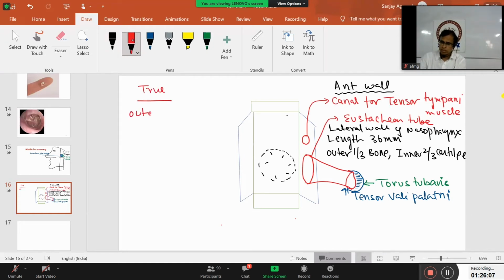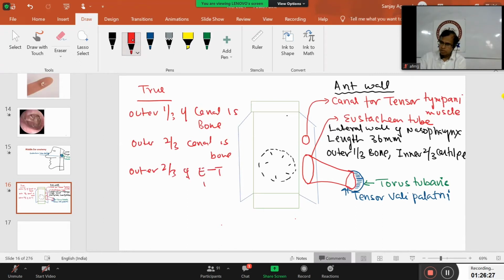Outer 1/3 of canal is bone. Second, outer 2/3 of canal is bone. Outer 2/3 of eustachian tube is bone, and inner 2/3 of tube is bone.